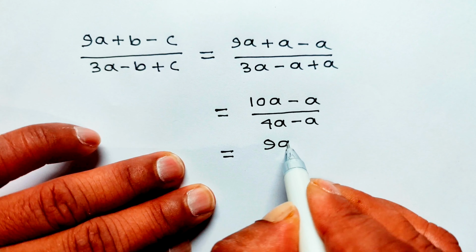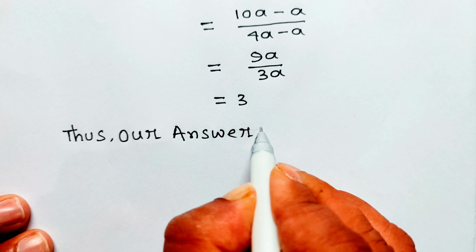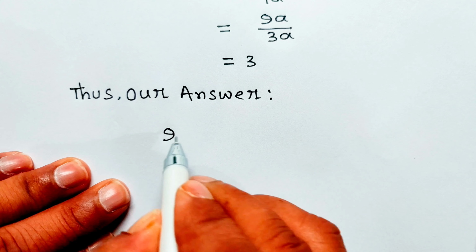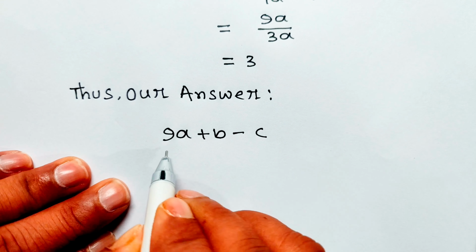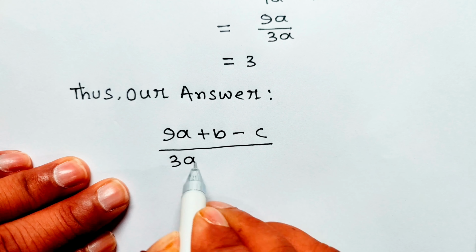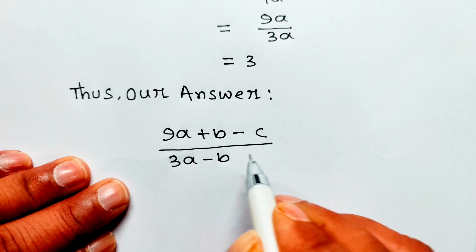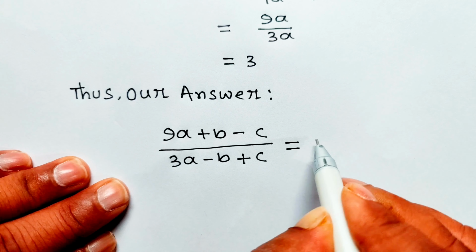Thus, our answer: 9A plus B minus C divided by 3A minus B plus C equal 3.